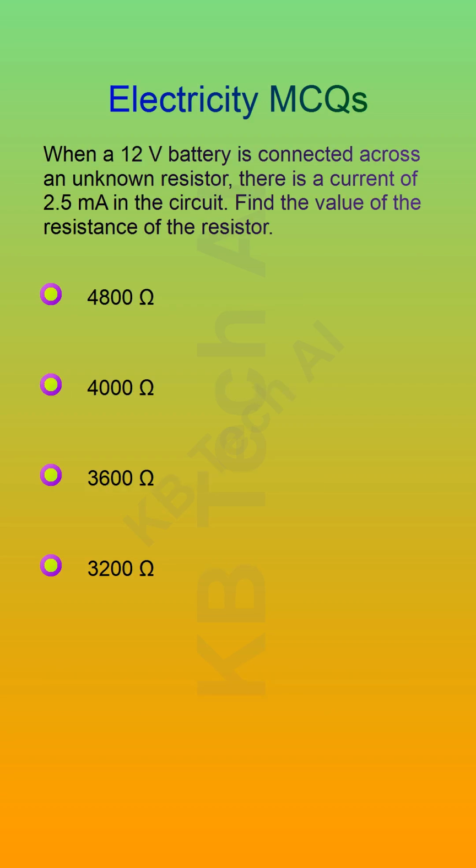When a 12-volt battery is connected across an unknown resistor, there is a current of 2.5 mA in the circuit. Find the value of the resistance of the resistor. Option 1, 4,800 ohms, option 2, 4,000 ohms, option 3, 3,600 ohms, option 4, 3,200 ohms. The answer is option 1, 4,800 ohms.